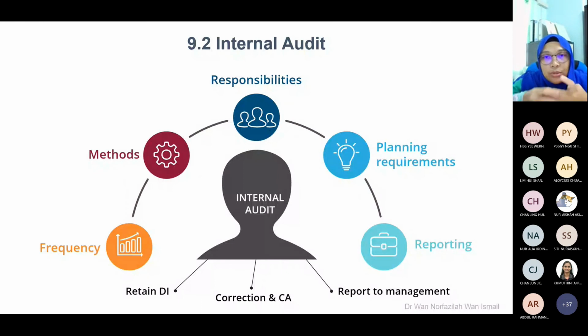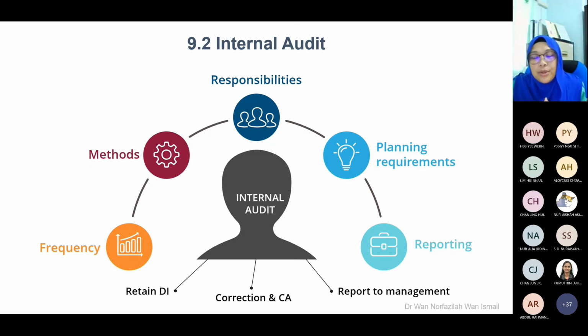Okay, method, how to conduct. How to conduct, that one you need to identify. Okay, ada orang buat secara on-site audit. On-site, pergi check dokumen satu-satu. Ada yang buat off-site, which is online. That one is method. Responsibilities, who are going to be responsible in this internal audit?